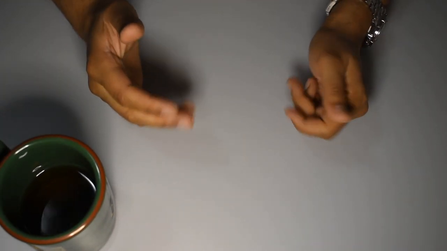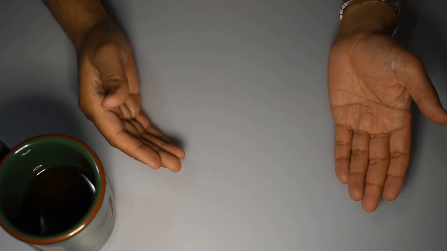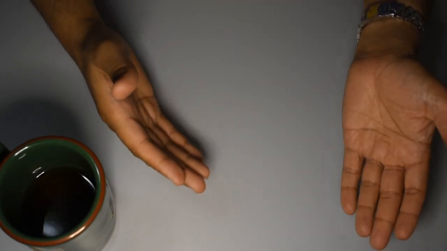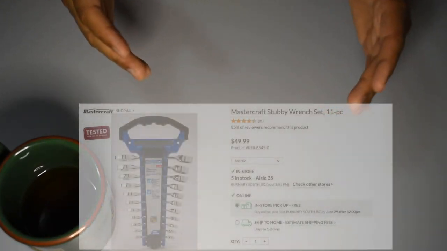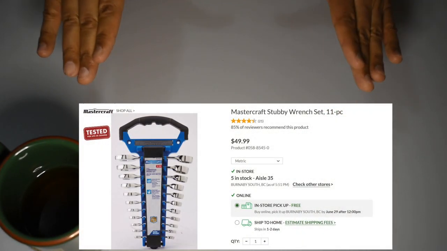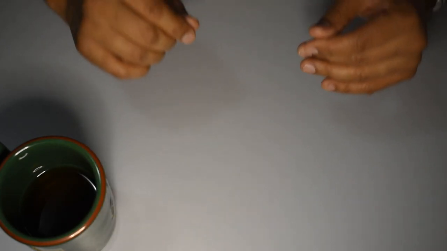As regular viewers will know, at Handy Dandy Husband, I do a lot of repairs. For these repairs, I need tools. One such tool that I purchased was a 11-piece set of stubby tools from Canadian Tire. This set included the following sizes.